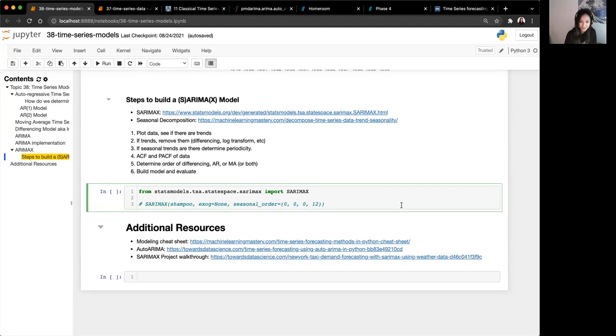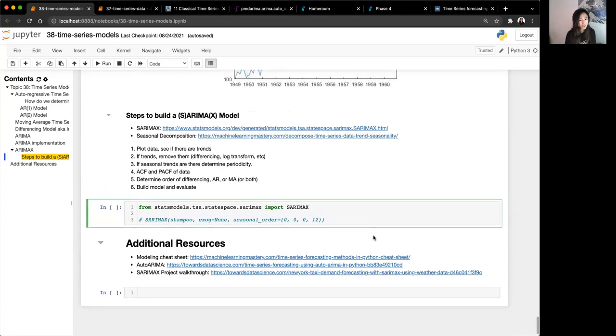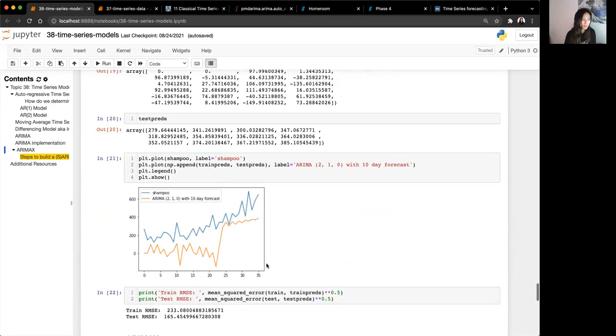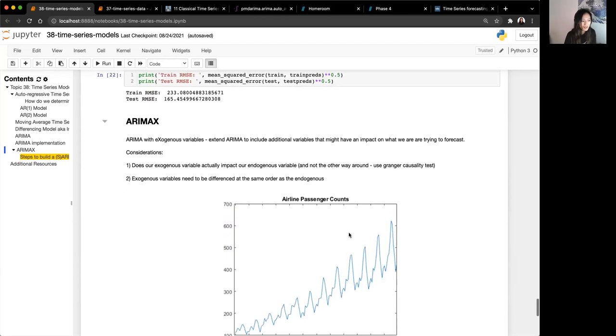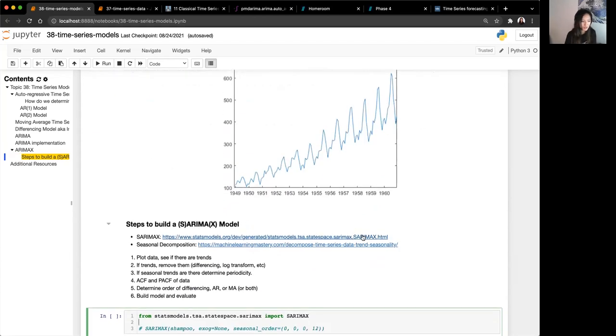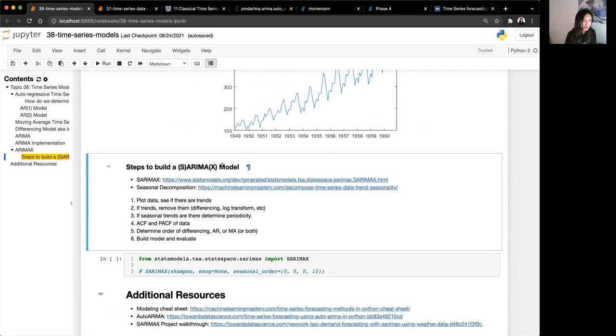Cool, so that's all the time series models. They're very, very modular. Usually the most commonly used one is ARIMA because of AutoARIMA, and also because AR and MA are the main components of time series models. And if you have any of these additional components that you want to add, you usually just jump straight to SARIMAX versus ARIMA or ARIMAX.